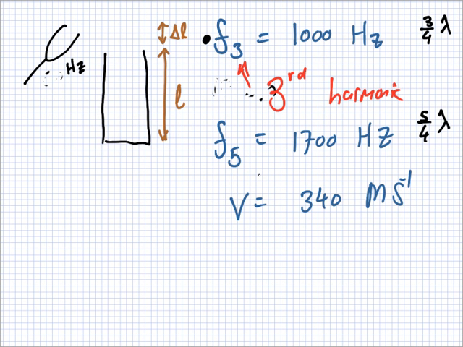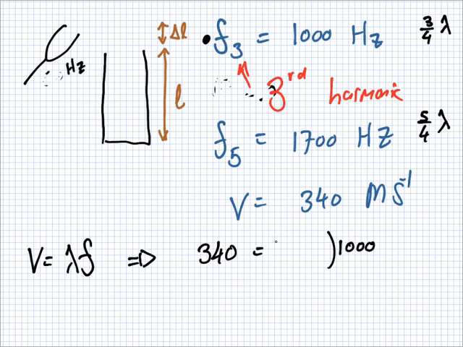Let's just try and make the equation. So if I was to use this formula, V equals lambda F, let's see what we know. Do we know the V? We do, at least we know that. And do we know the F? We do, it's 1000. Now, do we know the lambda?